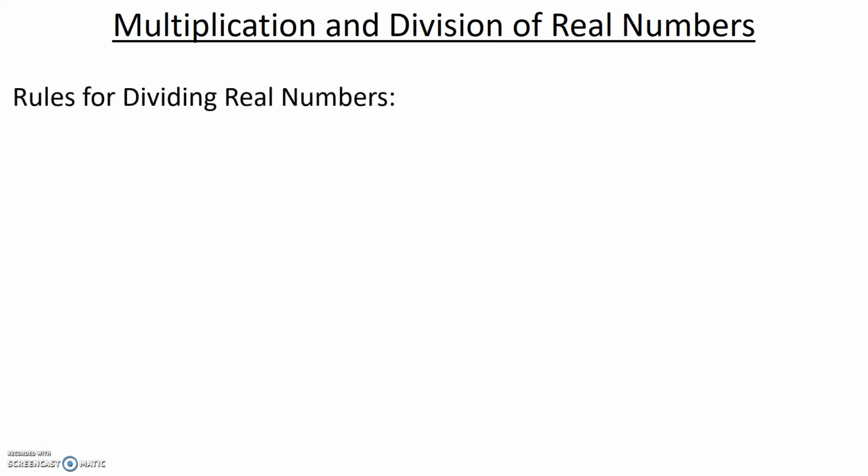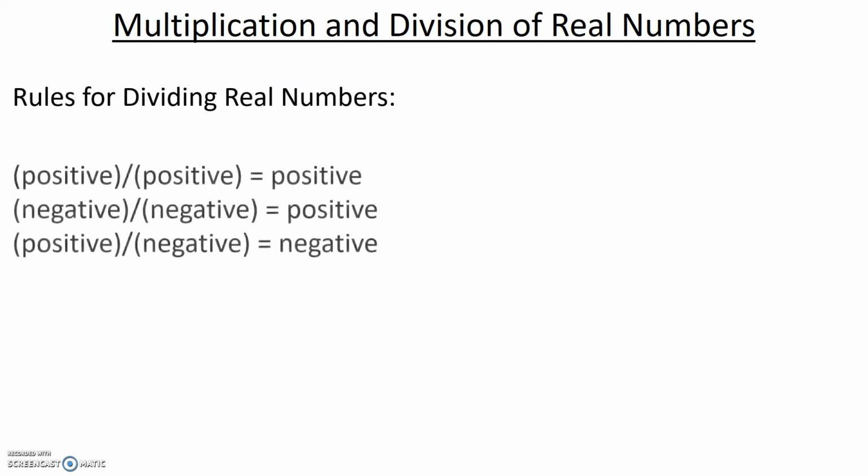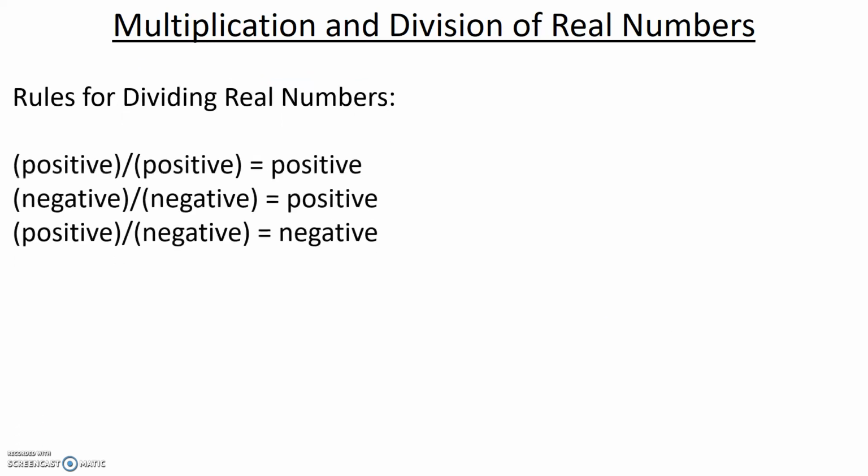Let's talk about dividing real numbers. Similar to multiplication, a positive divided by a positive is a positive. A negative divided by a negative is also a positive. And a positive divided by a negative, or a negative divided by a positive, is a negative.